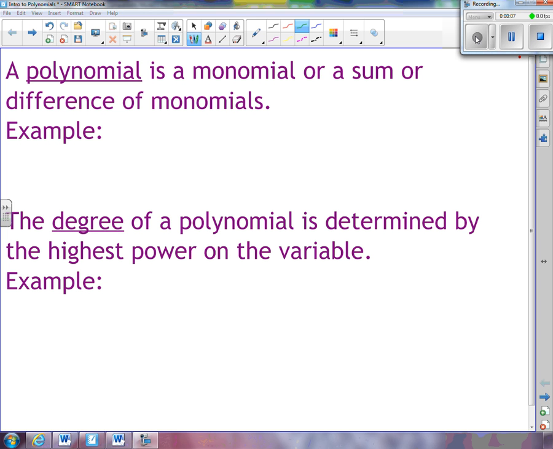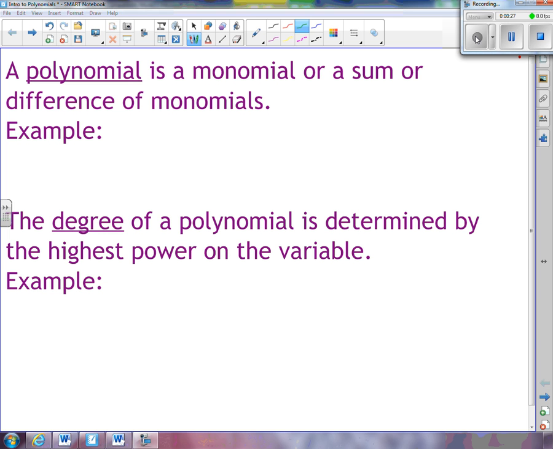Now we're going to be starting Chapter 7, which is all about polynomials. So we're going to start our videos again. So a polynomial is just a monomial, or a sum of monomials, or difference of monomials. A monomial is just one term. So a polynomial has one or many terms.